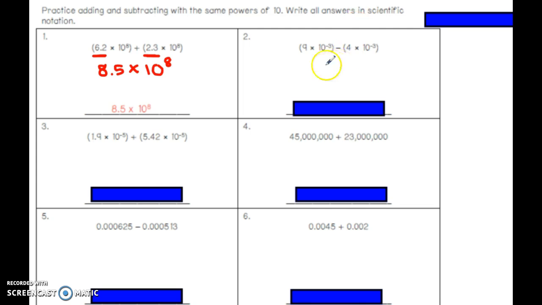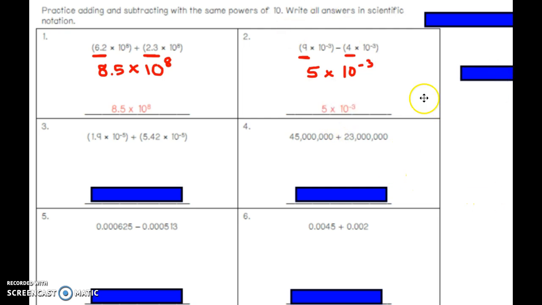The next question is just subtraction. We have 9 minus 4. We have the same powers of 10 in both examples. So this allows us to just subtract the numbers out front. And it allows us to keep the same power of 10 that we were originally given. So 5 times 10 to the negative 3. The next question also has the same powers of 10, so again, we can just combine our numbers out front. This should give us 7.32. We're going to keep the powers of 10 because, again, that just represents the place value that we have.